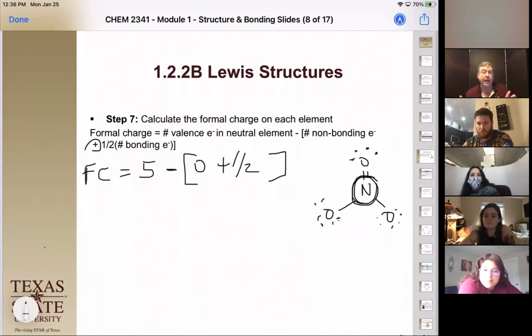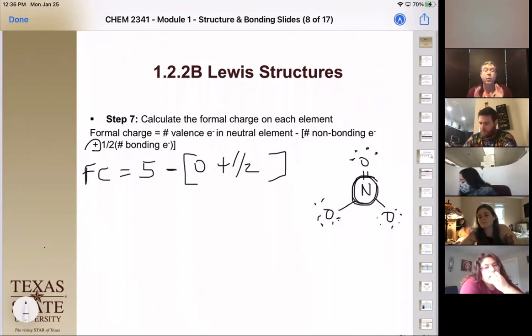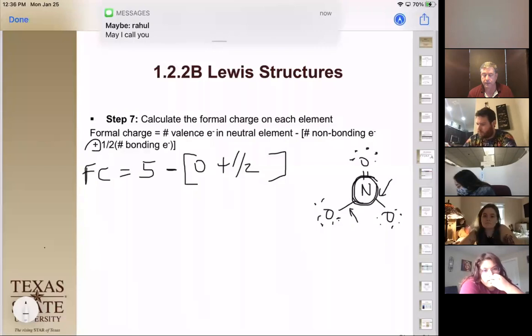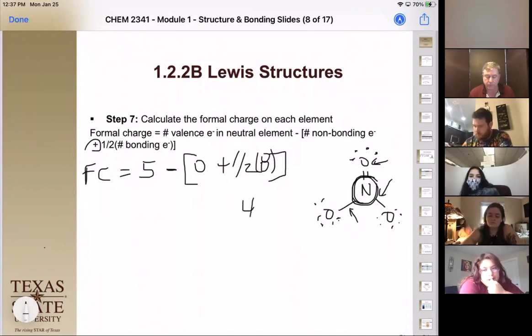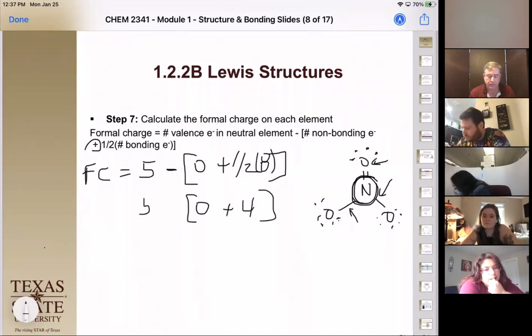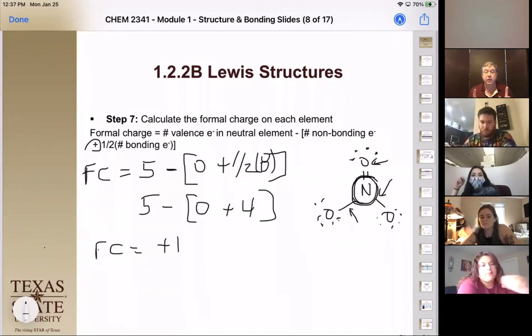Okay, well, now why 1/2? Remember, we're sharing those electrons between the two nuclei, so only one of those electrons gets to counterbalance the protons in each nucleus. So we're going to do 1/2 of those bonding electrons. If we look at this bond, and then we have 2 more bonds here, we have a total of 1, 2, 3, 4 bonds, okay? Each of those bonds is 2 electrons, which means we now have 8 electrons in those bonds. But we only get to use half of them, so that turns our number into 4. 5 minus 4 means our formal charge on nitrogen is +1. Okay, so that's important to know. Our formal charge on nitrogen here is +1.